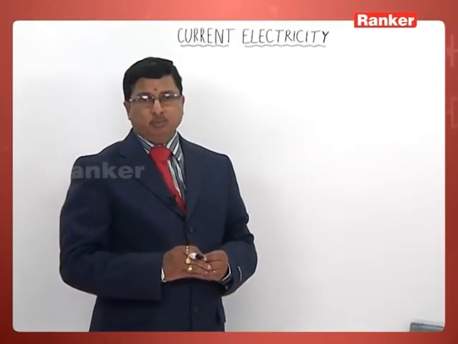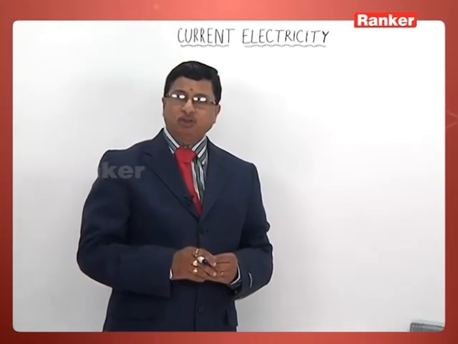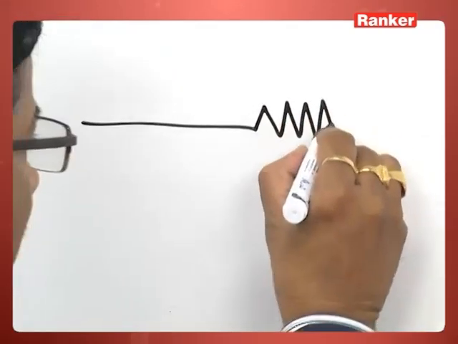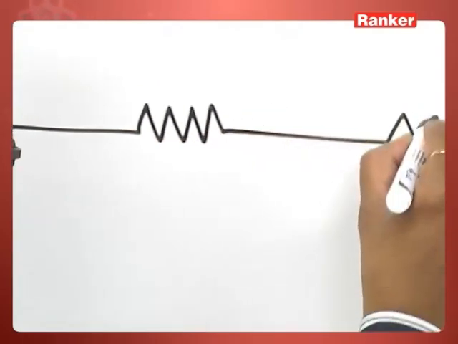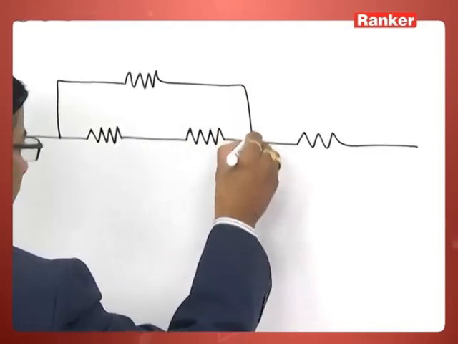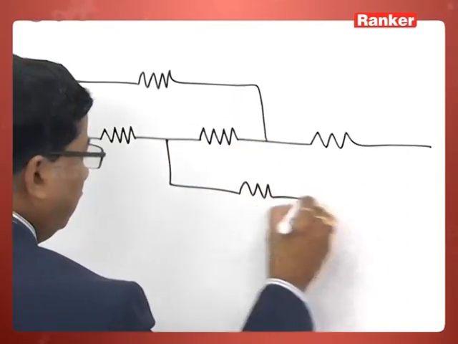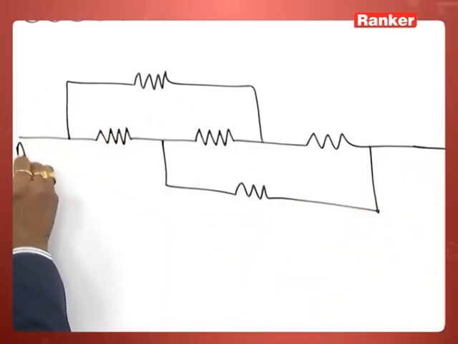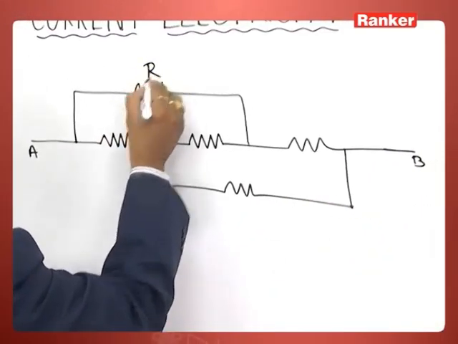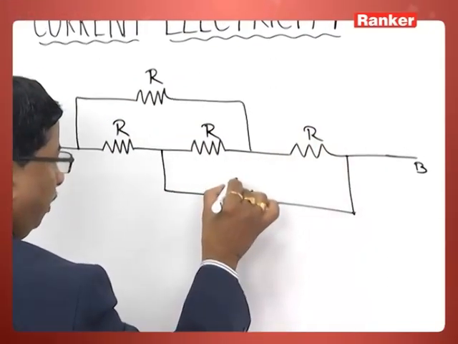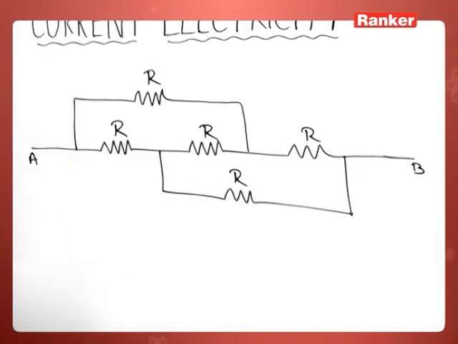Let me now remind you of a few cases where we directly apply the concept of the Wheatstone bridge. We have three resistances connected like this, one more resistance connected this way, another resistance connected like this. Let us say this point is B and this point is A. Each resistance you take as R. All the five are of the same magnitude.